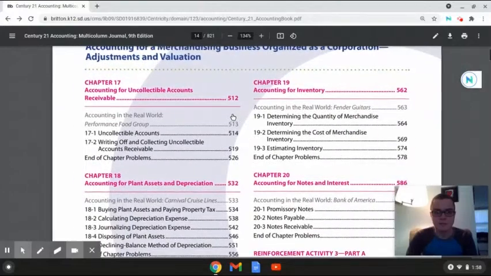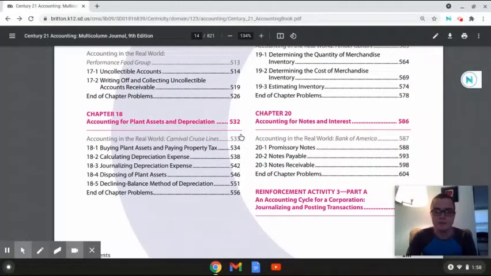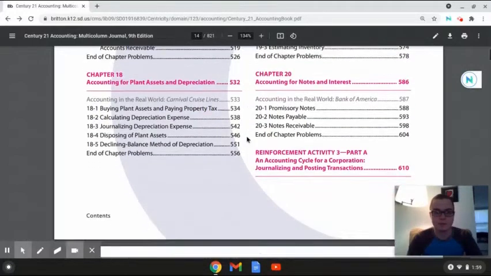Next, we'll be moving on to Chapter 19, where we'll be learning about how to account for inventory. And within this chapter, we'll be learning about how to determine the quantity of merchandise inventory, determine the cost of merchandise inventory, and estimate inventory. Then we'll be moving on to Chapter 20, where we'll be learning about how to account for notes and interest. So within this chapter, we'll be learning about promissory notes, notes payable, and notes receivable.